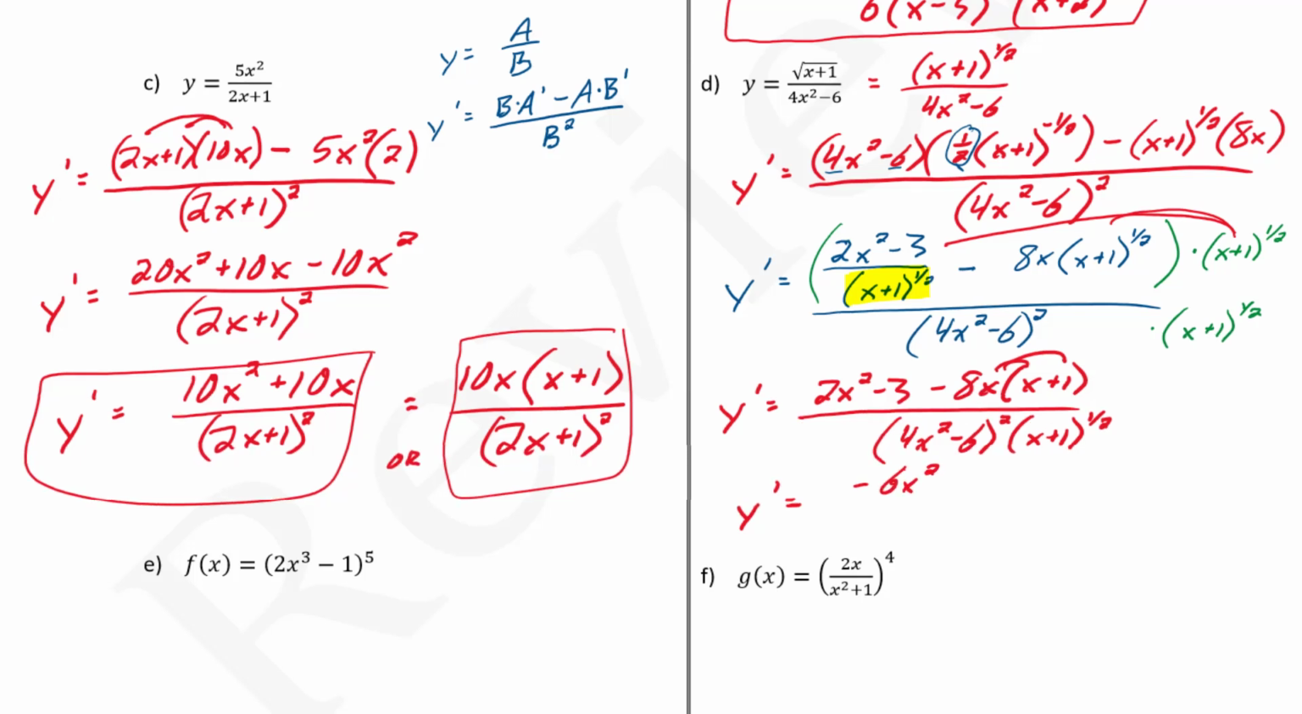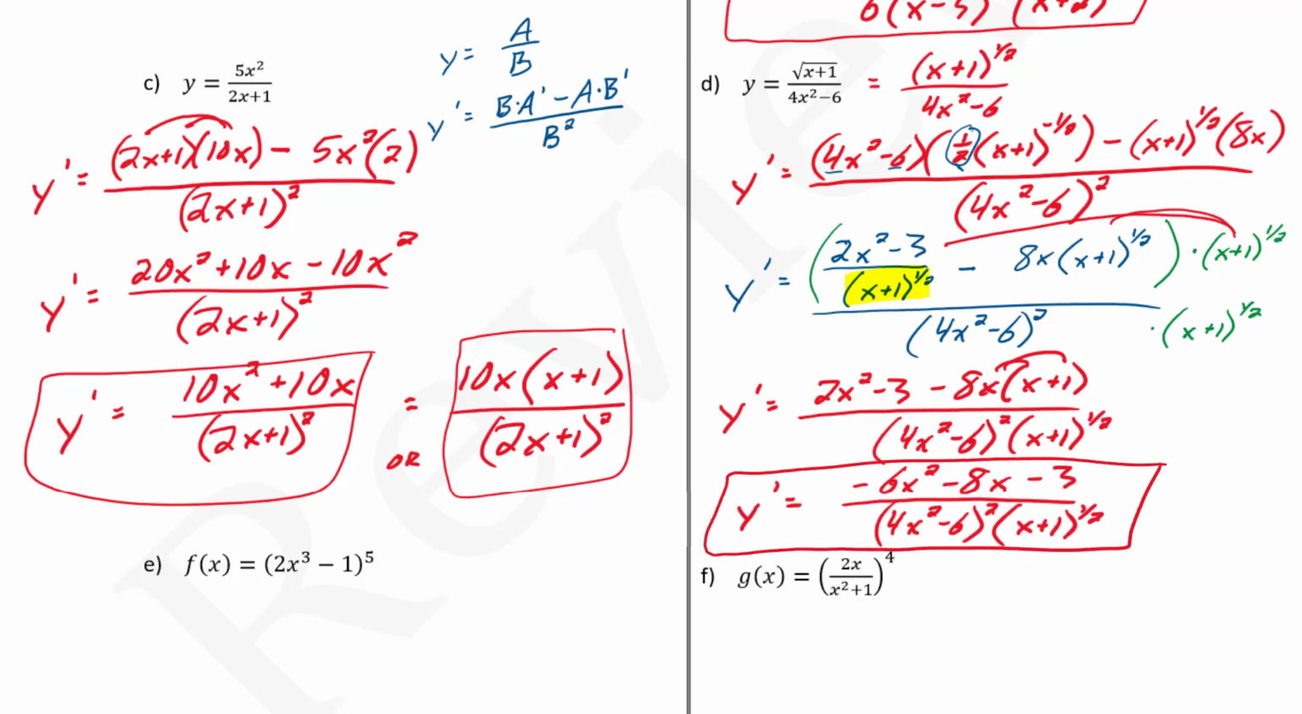Then I've got a negative 3 and a negative 8x, so I'm going to go ahead and just put the negative 8x next and then the negative 3 at the end. And then all of it's over the 4x squared minus 6 being squared times the x plus 1 to the 1/2, which if you wanted to switch the 1/2 powers back to square roots, or the 1/3 power back to a cube root in the previous problem, or one of the previous problems, by all means you can do that. It's just not something you have to do.